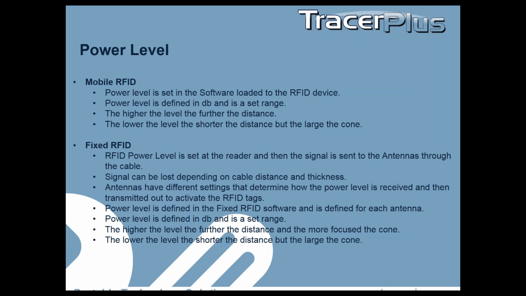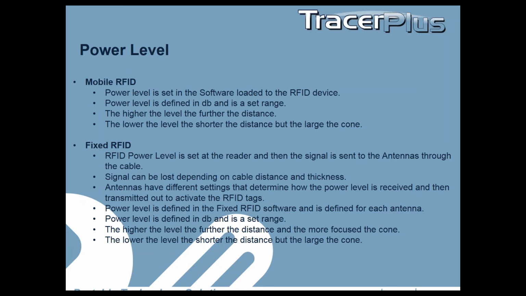Once again, it is defined in dB, and it's typically a set range based on the type of reader you're connecting to. And once again, the higher the level, the further the distance and the more focused the cone; the lower the level, the shorter the distance, but the larger the cone. You want to do a lot of testing when it comes to power level. We find that if you set it too high, you may get the distance you want. However, you may end up getting stray reads from an adjacent room or some other tags laying around that can affect the accuracy of your reads.